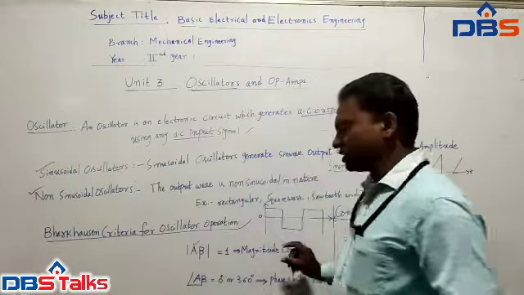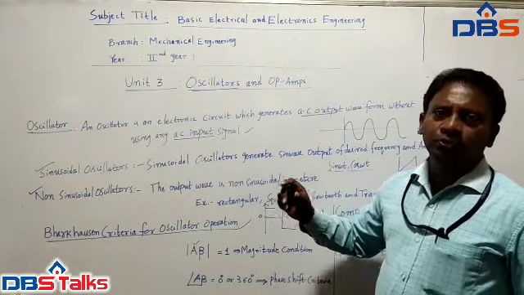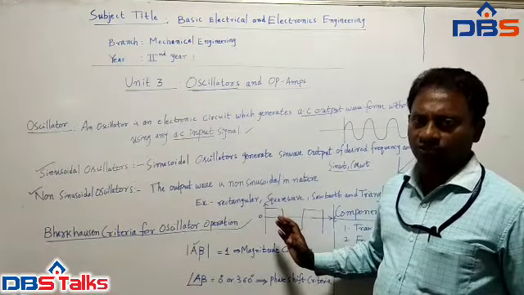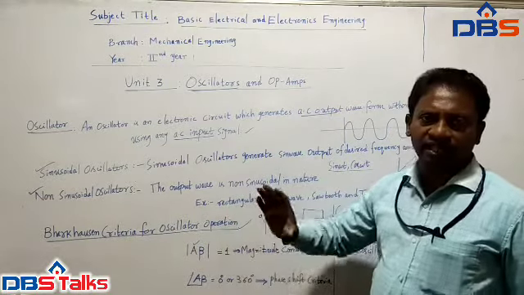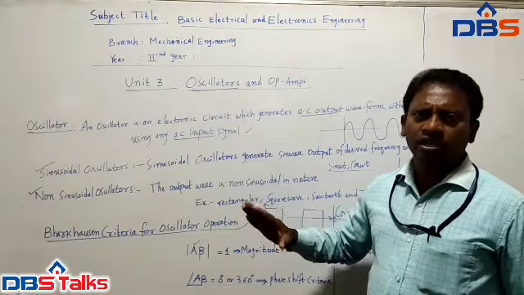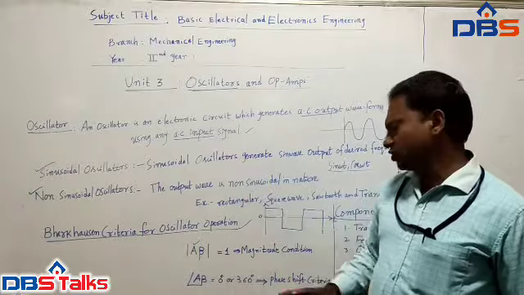If these two conditions are satisfied by an oscillator, then it produces constant sustained oscillations in the output of the circuit. That is why we say that the Barkhausen criteria is a criteria that has to be satisfied by any oscillator circuit in order to produce constant oscillations or sustained oscillations.